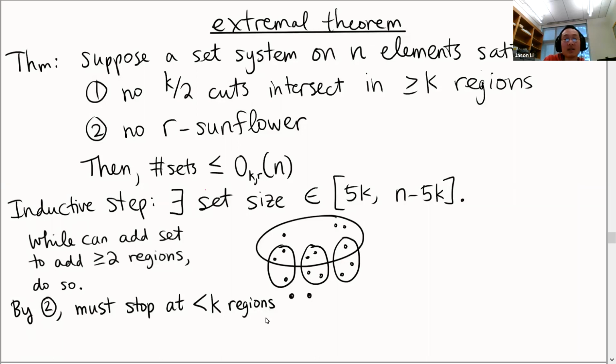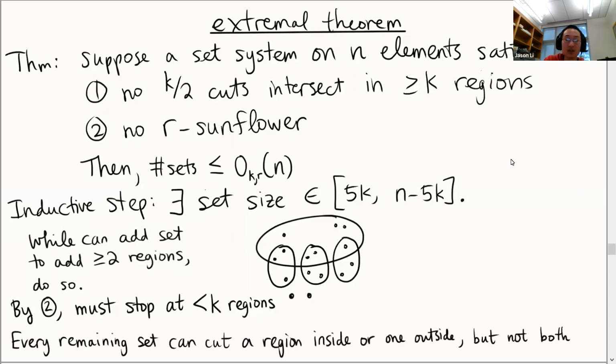Why is that? That's because suppose this process continued until there were more than k regions. Then since we add at least 2 regions each time, we must have added at most k minus 2 of these sets. So this will violate property 1, because we would have found k over 2 sets that intersect in k regions. So that means this process must stop when there are at most k regions in this Venn diagram.